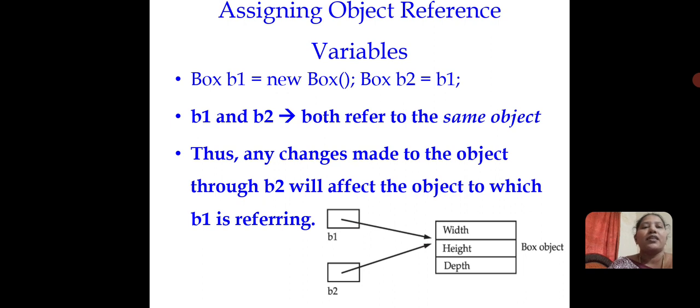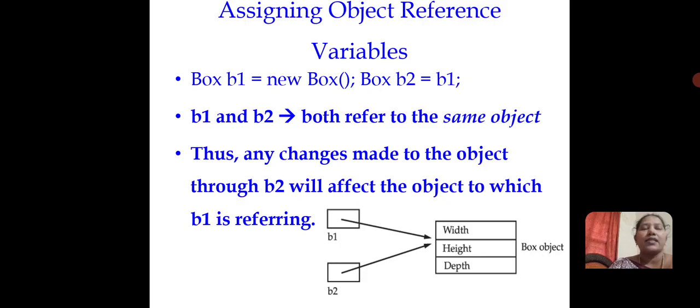You can see in this diagram that b1 and b2 are two different references, but they are pointing to the same Box object. So whatever changes you make using b2 will affect b1 also, because both are referring to the same thing. If you create two different objects, the effect of changes in one will not be reflected in the second object.